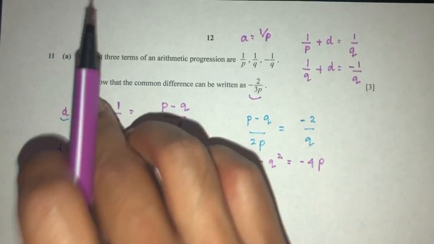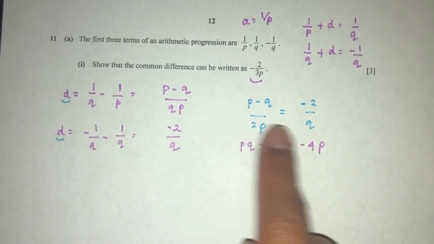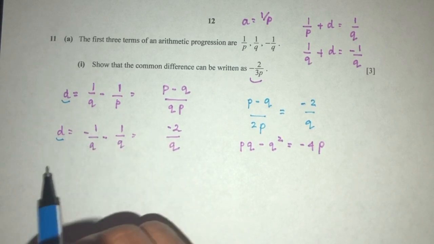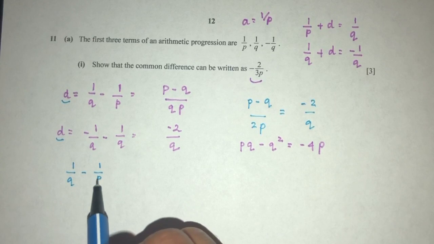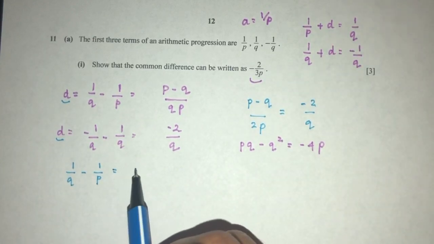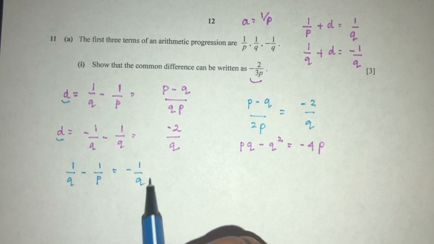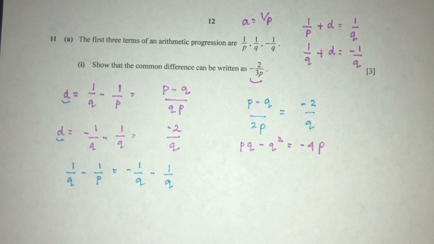Let me try to do this the long way and see what can be done. It seems to be easier this way, because when I simplify it seems to be harder. Let me try again. That will be 1 over Q minus 1 over P. That will be the value of D for the first equation, equal to minus 1 over Q minus 1 over Q for the second equation.